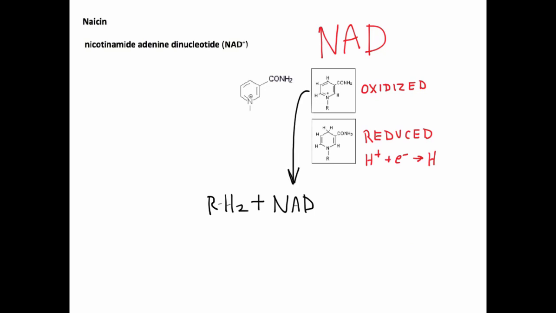In the oxidized form, NAD is usually shown with a plus sign because it has a positive charge, and so we abbreviate it NAD+. So when we move 2 hydrogens, we're moving 2 protons and 2 electrons, and in this reaction, 1 proton stays in solution, and NAD+ accepts 2 electrons and a proton. So you end up with NADH plus a proton that's free in solution.